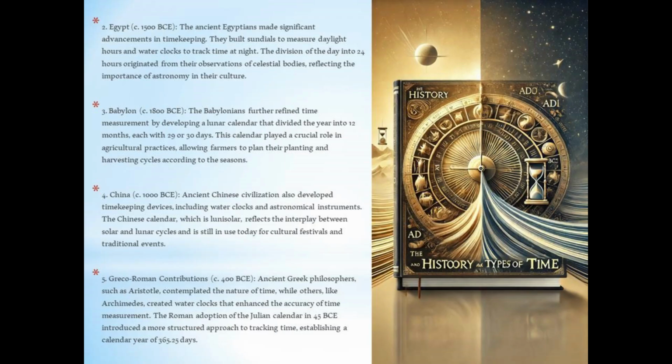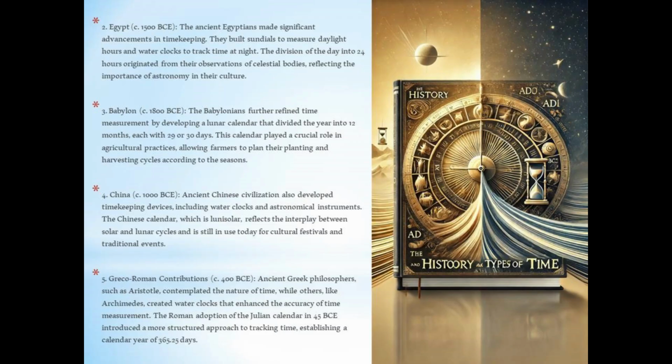Number 3. Babylon. c. 1800 BCE. The Babylonians further refined time measurement by developing a lunar calendar that divided the year into 12 months, each with 29 or 30 days. This calendar played a crucial role in agricultural practices, allowing farmers to plan their planting and harvesting cycles according to the seasons.